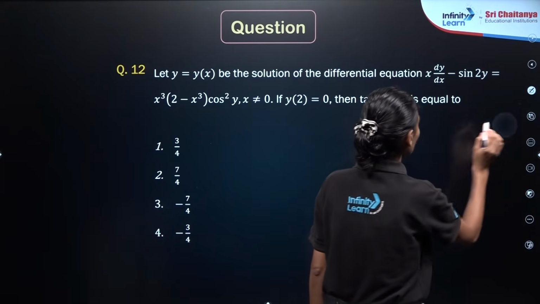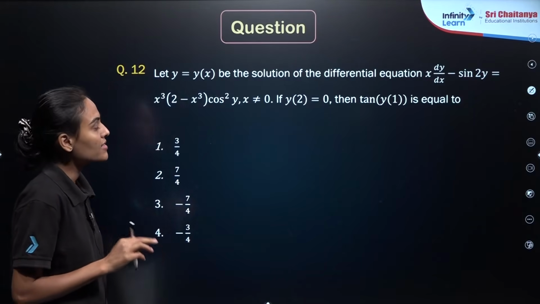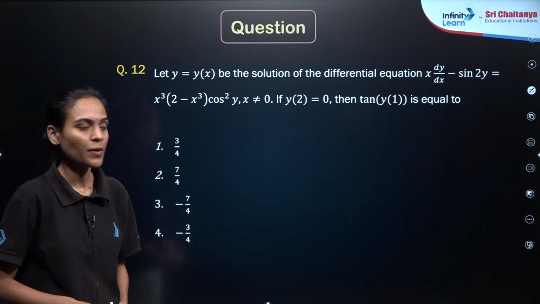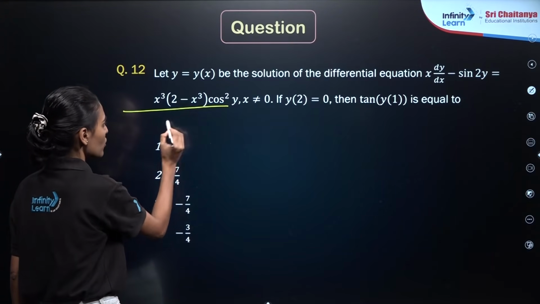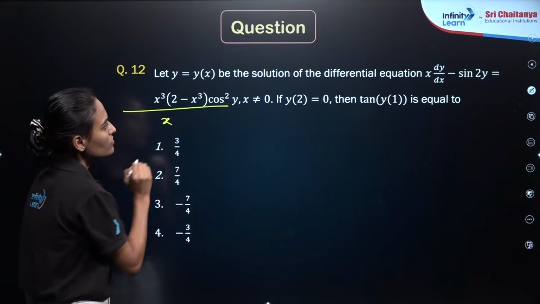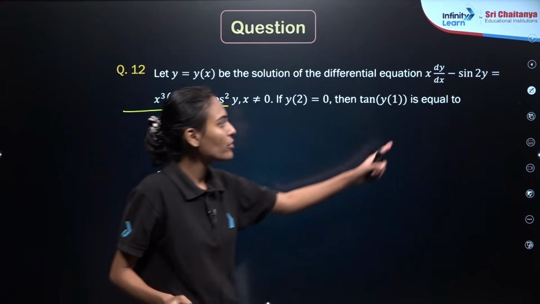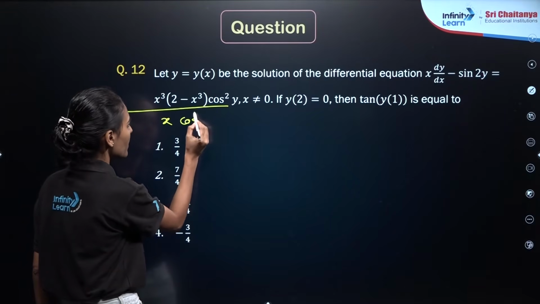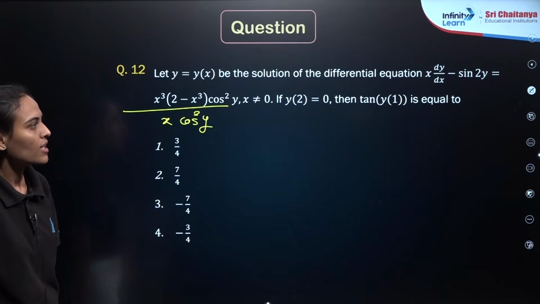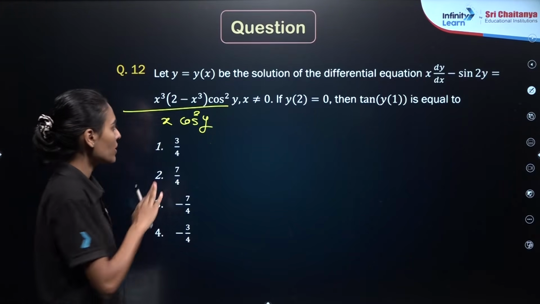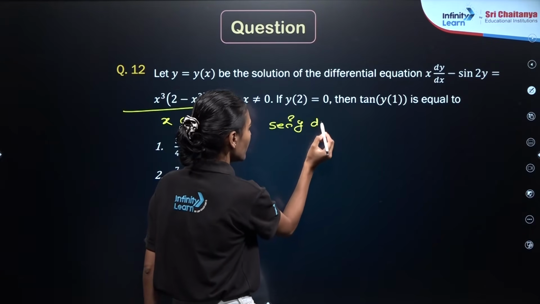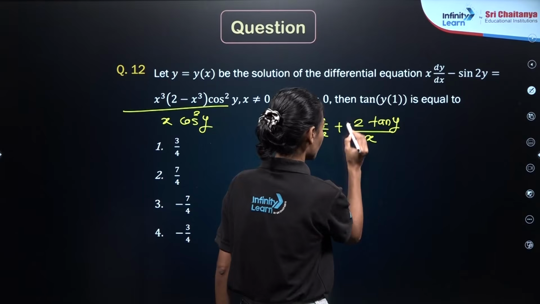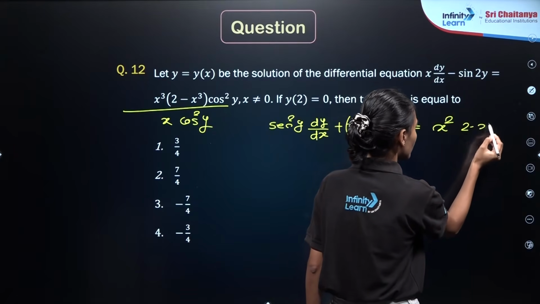So see, here you have the differential equation as x into dy by dx minus sin 2y equals x cube into 2 minus x cube into cos square y. I don't want this x, so that I can convert this to a linear differential equation. So I will divide by x into cos square y, so that in the RHS I have only a function of x, and sec square y dy by dx means I can reduce it. So if I divide, I will get the differential equation as sec square y into dy upon dx plus minus 2 times tan y upon x equals x square into 2 minus x cube.